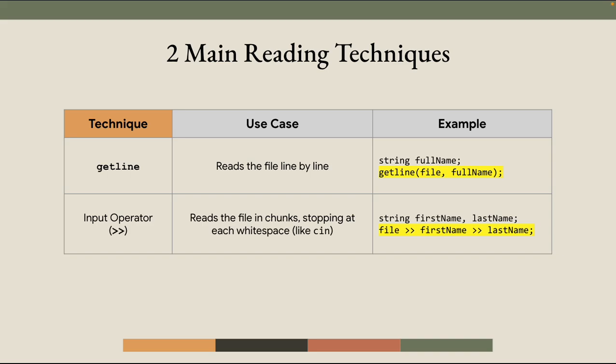So if I'm reading data line by line, let's say I want entire lines at a time, I'm gonna use getLine. If I want values separated by spaces, I'm gonna use my input operator. So let's say in the first example, I'm reading full names, line by line. I'm gonna use getLine and say, take a line from the file and store it inside of full name. Every iteration of this loop, I'm taking a new line and processing it and putting it inside of this variable called full name.